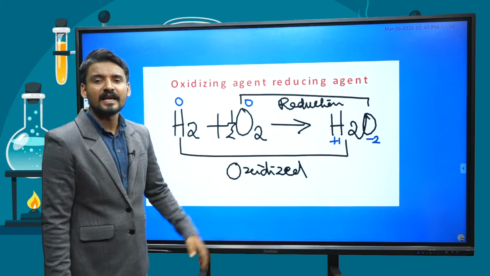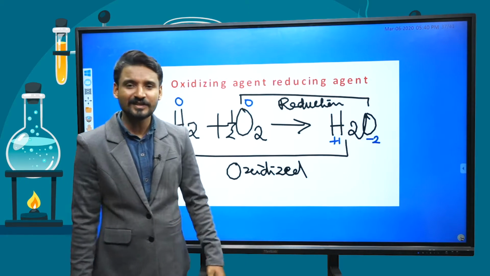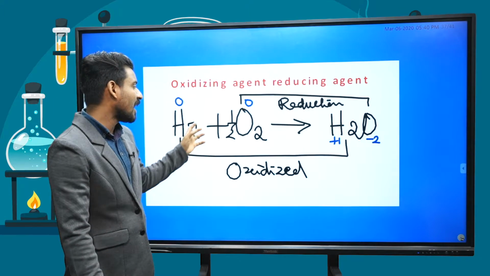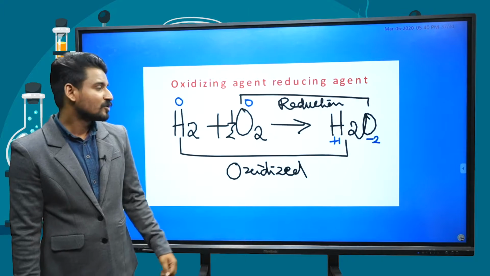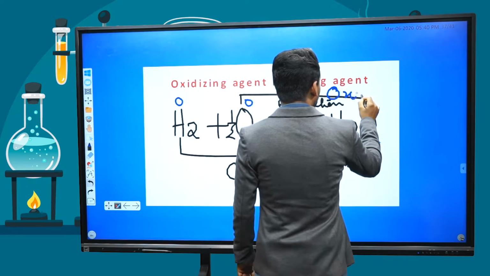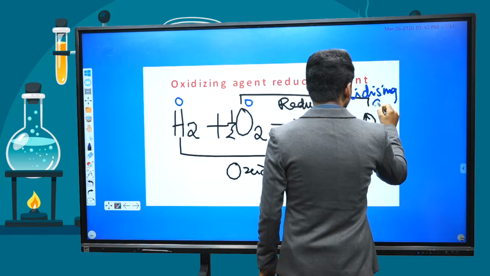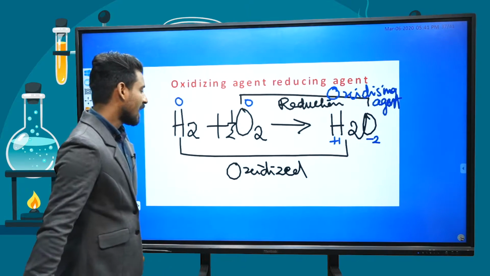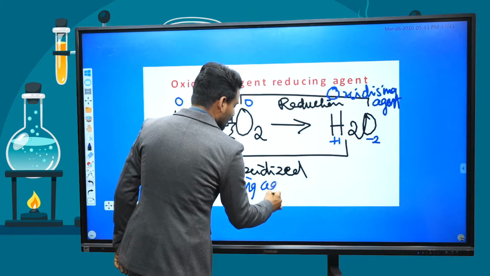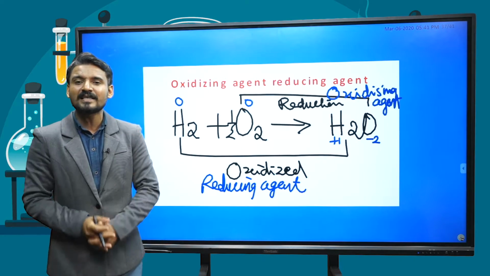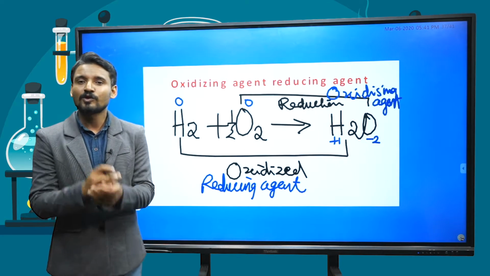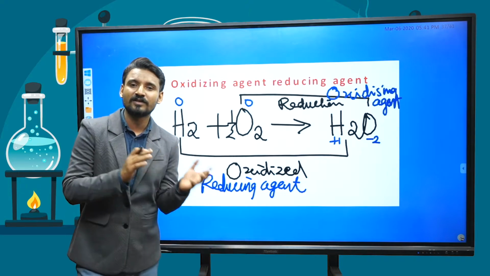So the oxidation of hydrogen is due to the reduction of oxygen, is it? Actually oxygen helps hydrogen to oxidize, and reversibly hydrogen helps oxygen to reduce. So those species that get reduced are oxidizing agents. So oxygen here is the oxidizing agent because it gets reduced, and hydrogen here is the reducing agent because it gets oxidized. So those species that get oxidized are reducing agents and those reduced are oxidizing agents. So you can say the concepts related to oxidizing agent and reducing agent.